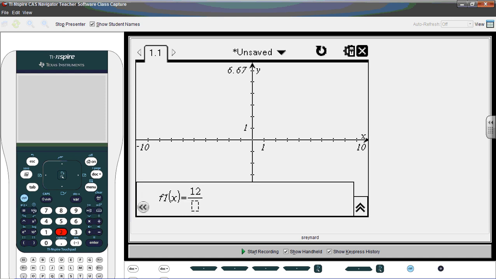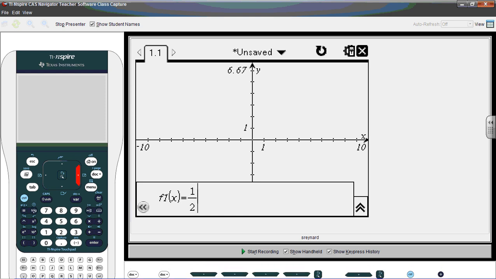If you want a fraction, press control divide. You press enter after the first one. Yeah, you can push tab or enter. And then how do you get to the other one? Scroll down.